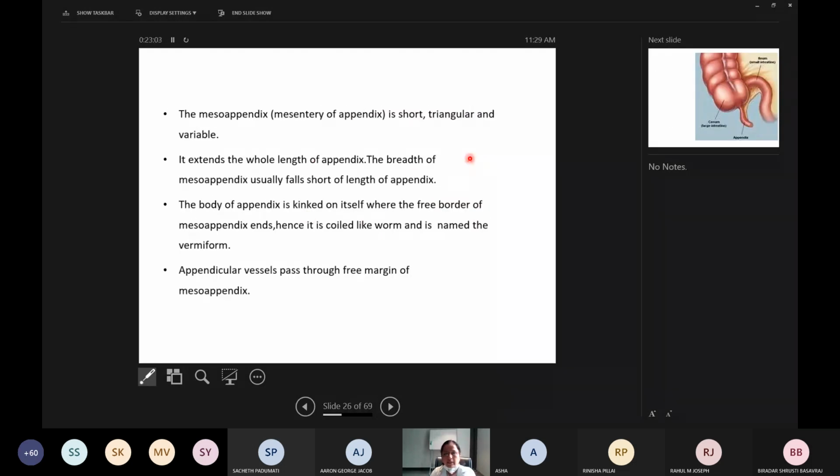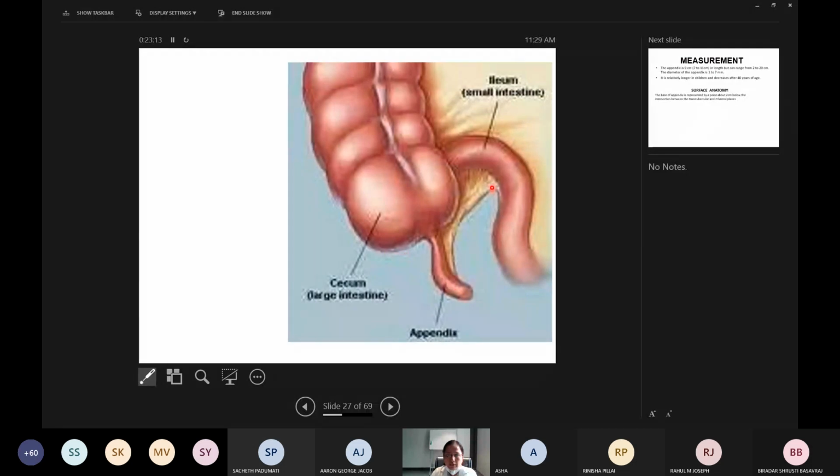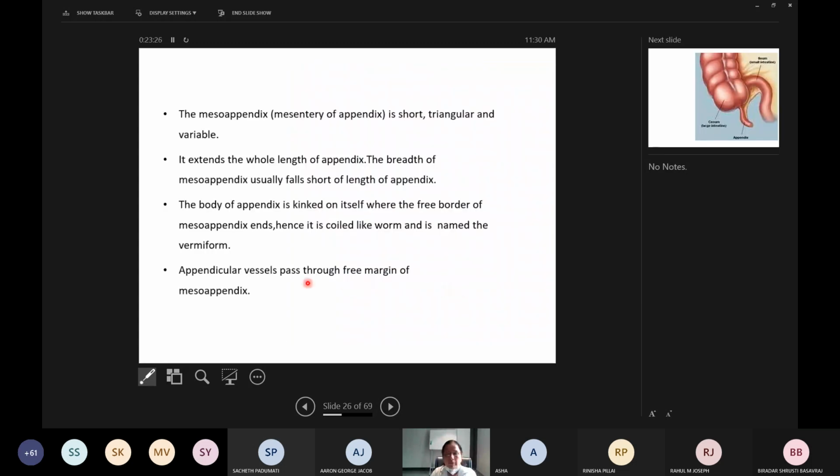The mesoappendix is a short triangular fold and it is variable in length. It extends along the whole length of the appendix. Usually the breadth of the mesoappendix falls short of the length of the appendix. So what happens is that the appendix will kink upon itself, giving a worm-like appearance, hence the name vermiform appendix.